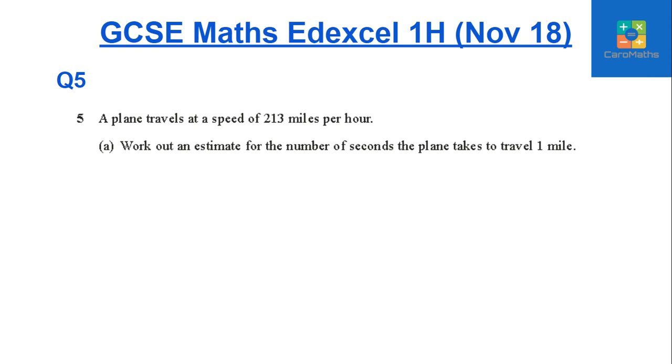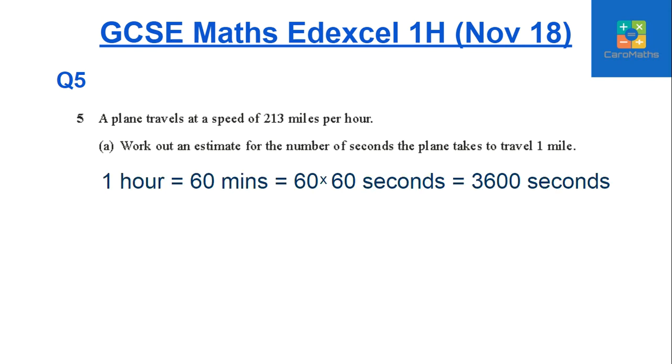Question 5. A plane travels at a speed of 213 miles per hour. A. Work out an estimate for the number of seconds the plane takes to travel 1 mile. And the important word here is estimate, because you could work it all out exactly using 213 miles per hour, but you're going to waste a lot of time here. So because it tells us we can use an estimate, we can make it a lot easier for ourselves.